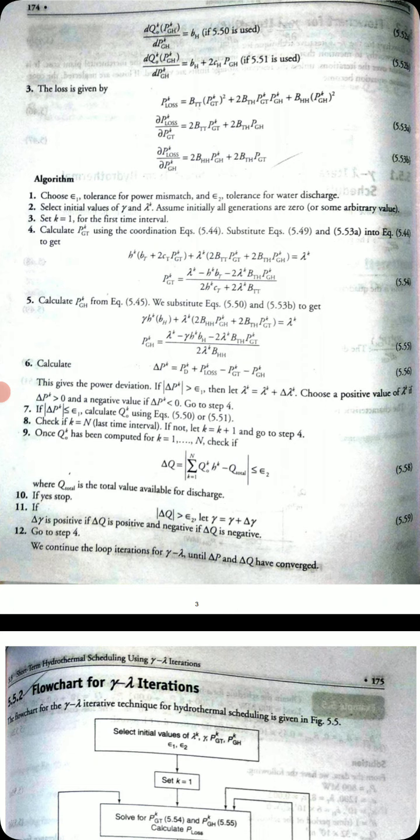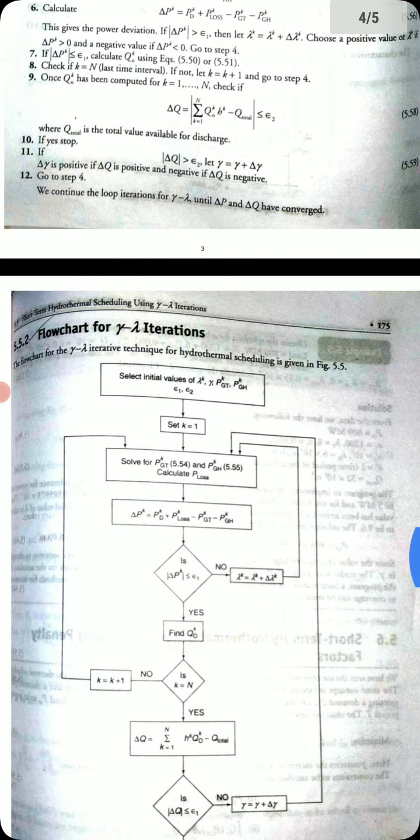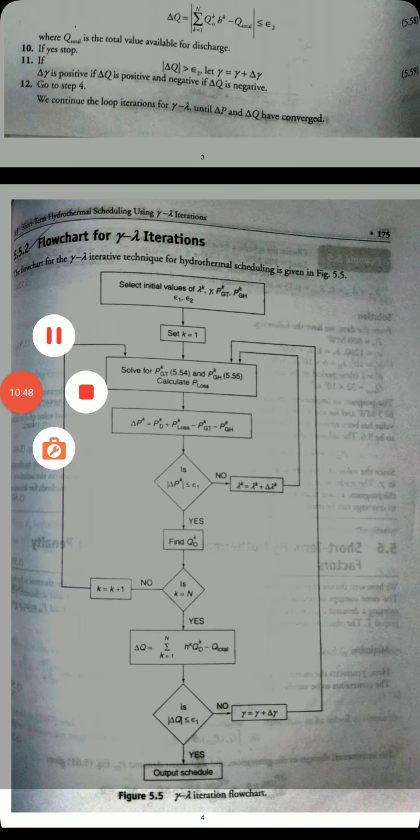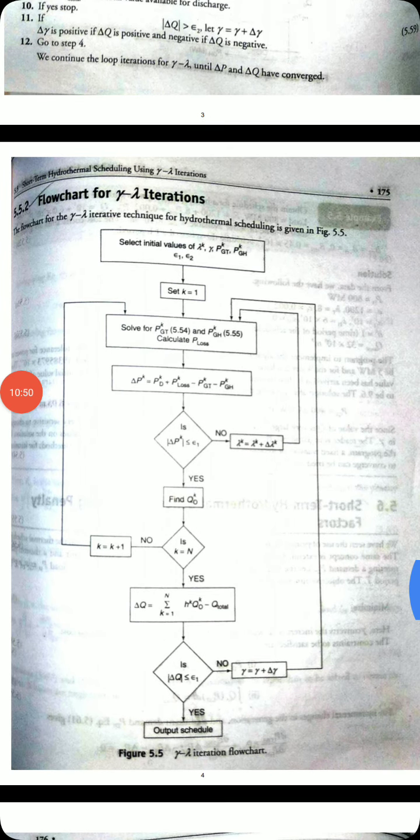The main intention is what? Power mismatch and water discharge to be within the tolerance limits we set initially. So you can see the flow chart for the gamma and lambda iterations. This is one of the important flow charts, many times asked in the examination.